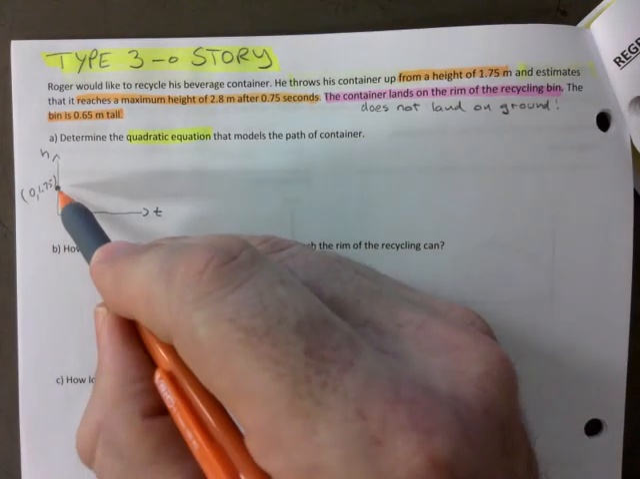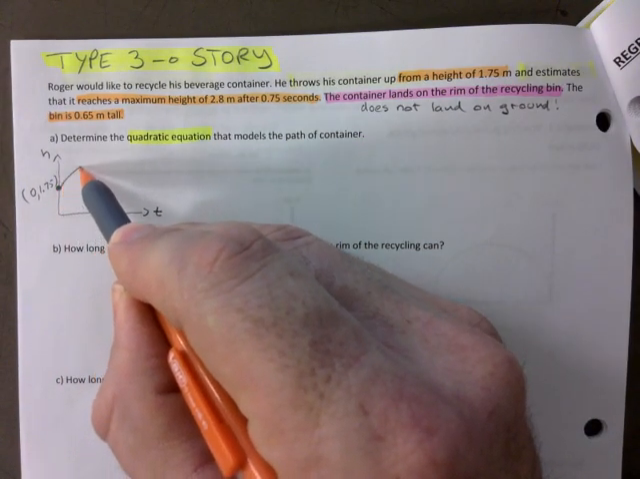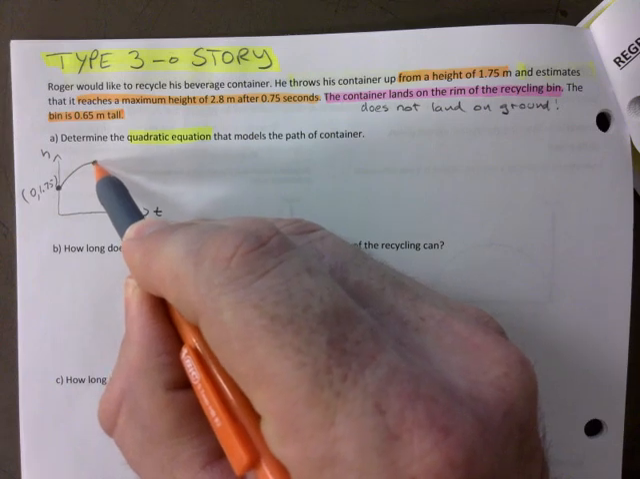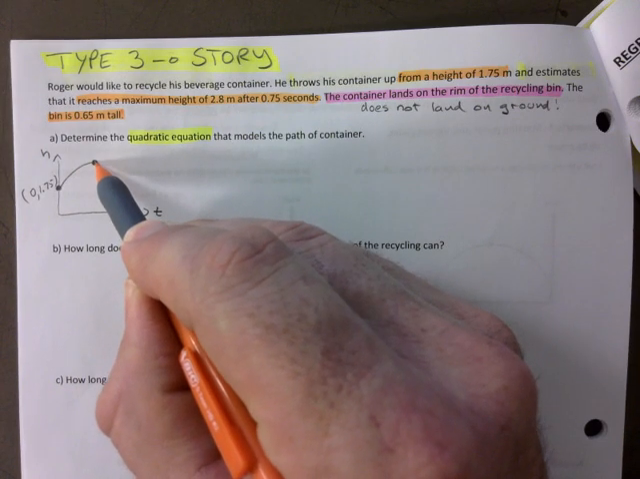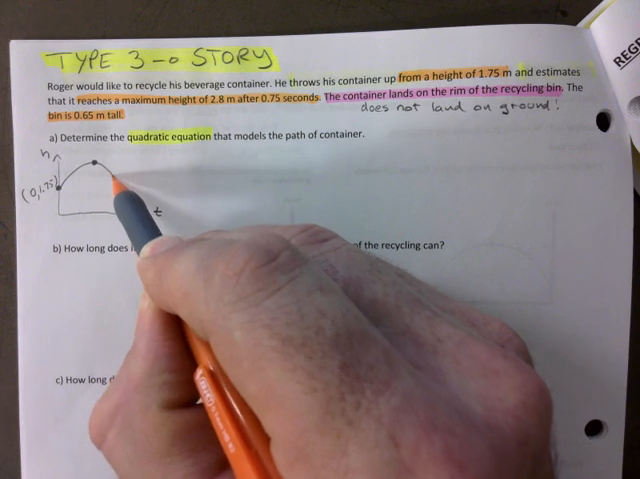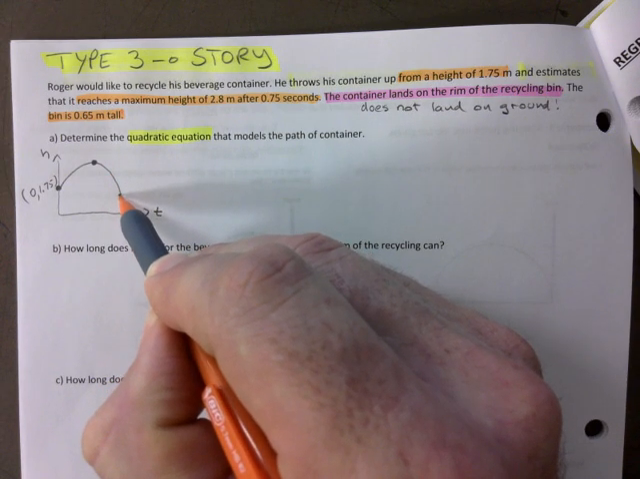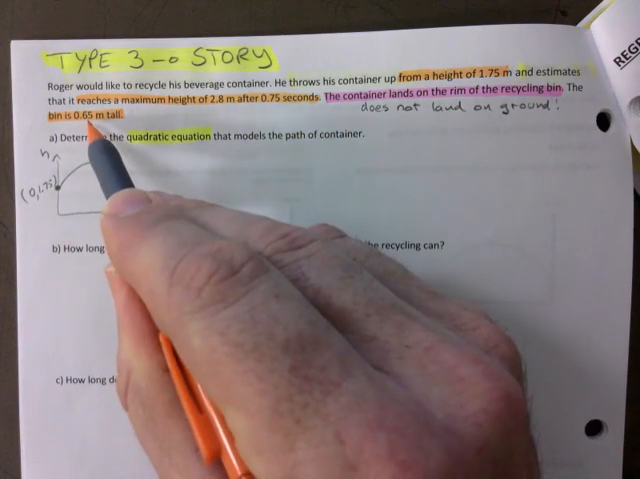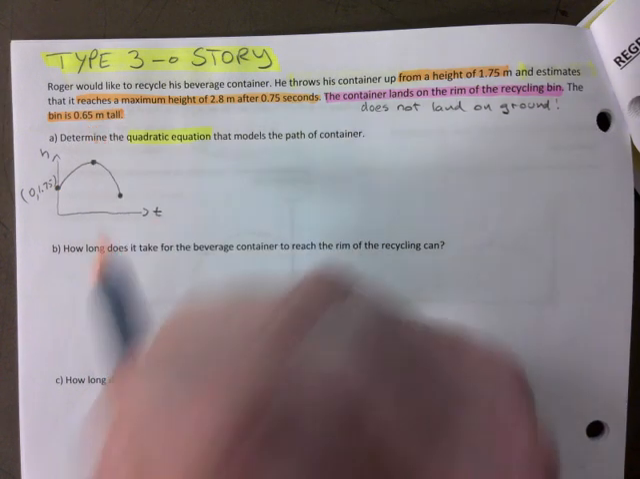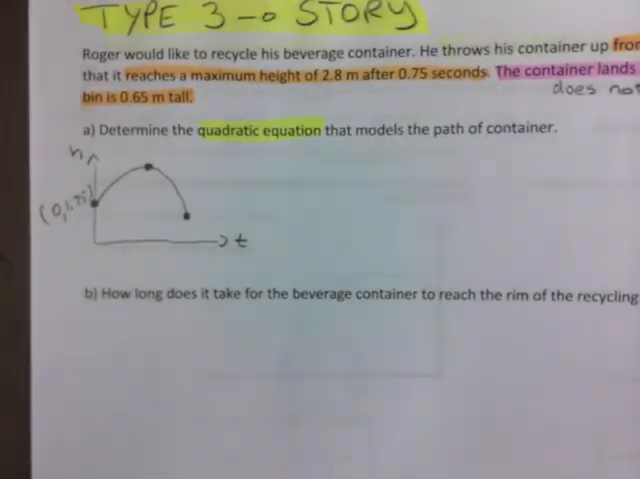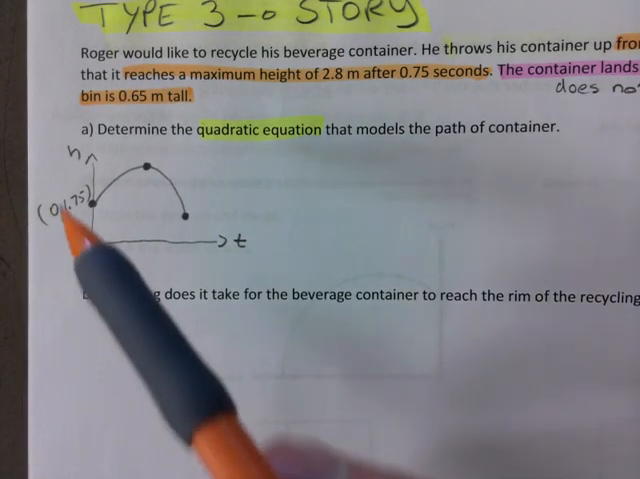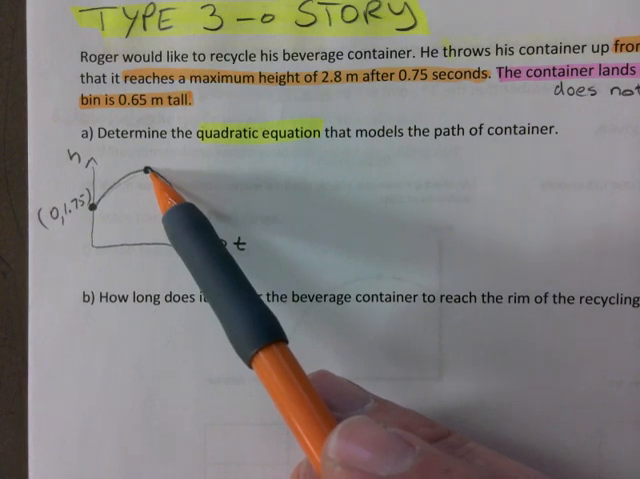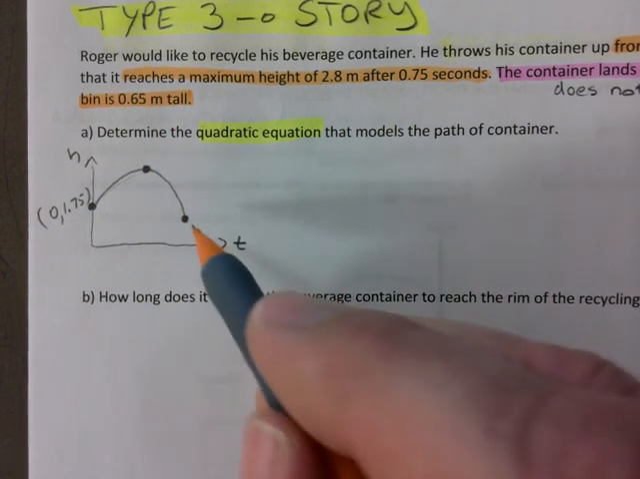Okay. It's thrown up, reaches the maximum height, which we're going to label in a bit. Then comes back down and it lands on the rim. And I know the rim is a little lower than when it started because it's 0.65. Does that make sense? Zoom into that graph, Mr. Dirksen. Sure. Let's try that again. We start here, we reach a maximum height, then it lands here.